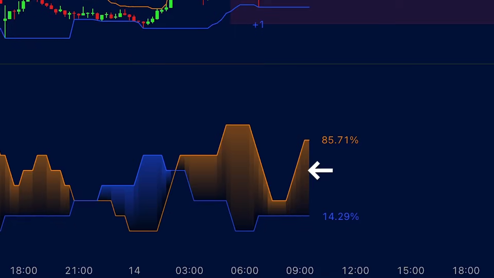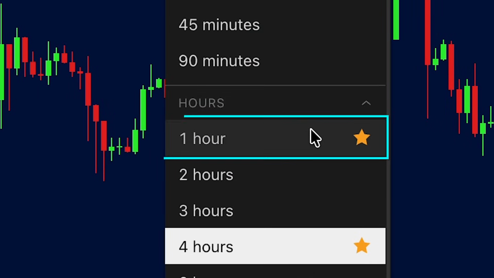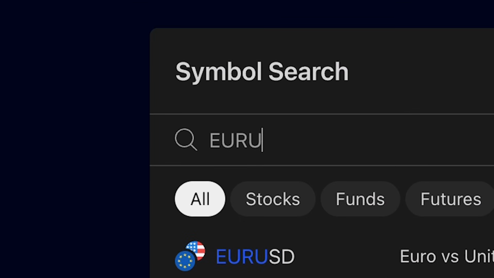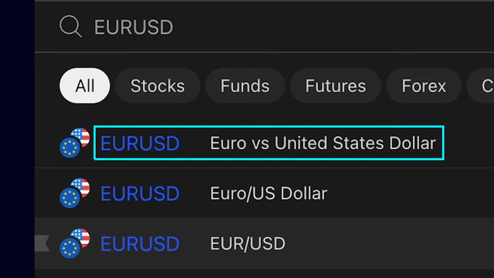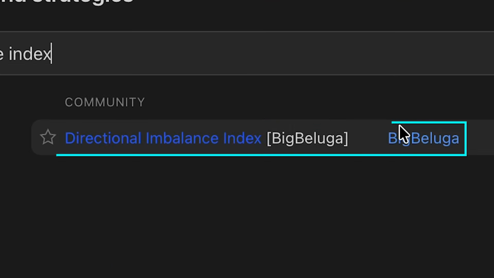Let's get into it. To add this indicator to your chart, first, head over to TradingView and pull up any chart you want. I'm using the 1-hour time frame on EURUSD, but this works on any market, any time frame. Click on indicators and type in directional imbalance index. Make sure you select the one by Big Beluga.